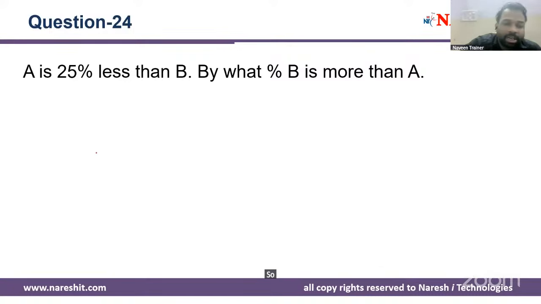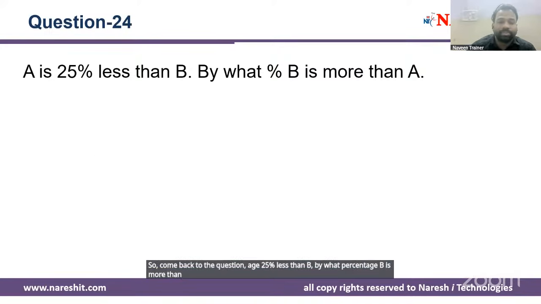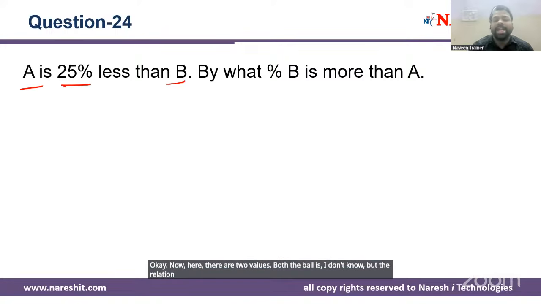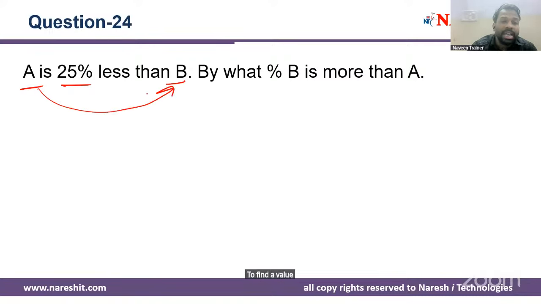So come back to the question. A is 25% less than B. By what percentage is B more than A? Now here there are two values, both of which I don't know. But the relation is that A is 25% less than B. To find the A value, A depends on the B value.